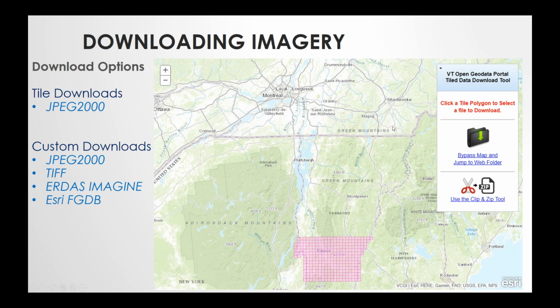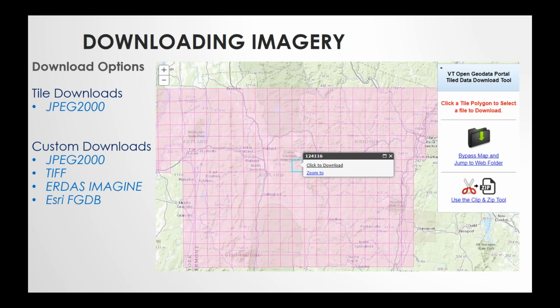It's a simple web-based tool that allows you to zoom in and zoom out and pan around and then identify the particular tile. You could call it a square within the area of interest, and in many cases you're going to want to select more than one. And once you do, you'll get a pop-up that will allow you to click and download the file. Now all of the tile downloads are in a JPEG 2000 file format. So that means you need to have software that can read a JPEG 2000 file.